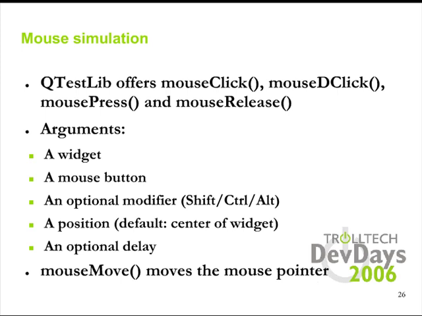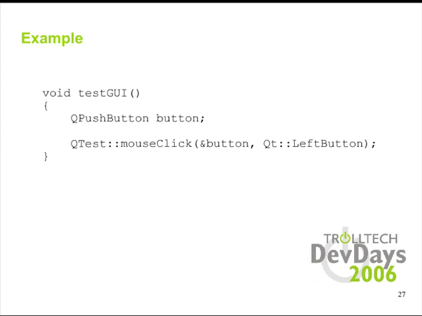And we have a convenience function, mouse move, which just moves the mouse pointer and sends the mouse move events. Another example: we create a push button and we say QTest mouse click on the button with the left mouse button. And of course, after this, you would write a lot of compares and verifies to make sure that your widget is in the state you actually want it to be.